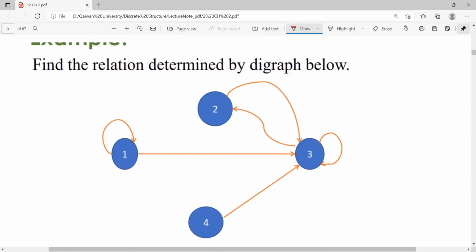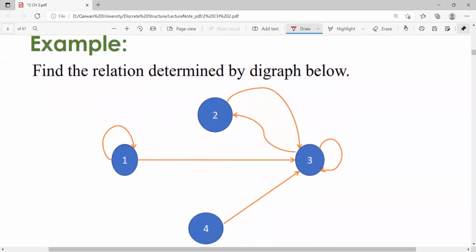Here in this example, it says, find the relation when the diagram is given. We have given this diagram, and we must find the relation. First, let's write down the set. What's the set? Yeah, A is 1, 2, 3, and 4. We have only these 4 elements.